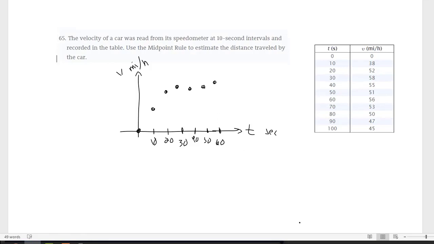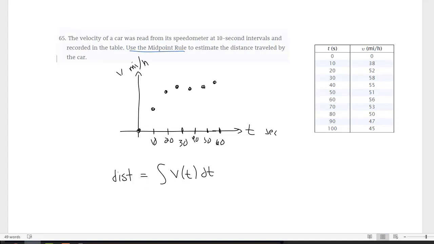So what we want to do, as we just discussed, is the distance that we travel is the integral of the velocity function. Now, I don't have the equation of velocity, but I do have its numerical data. And this problem is saying use the midpoint rule. So what we're envisioning here is areas of rectangles like we did back in the 5.1 section.